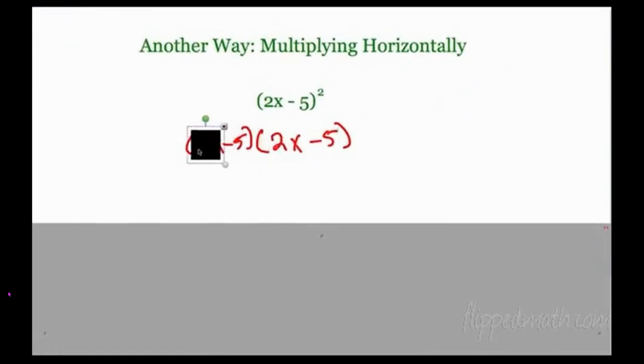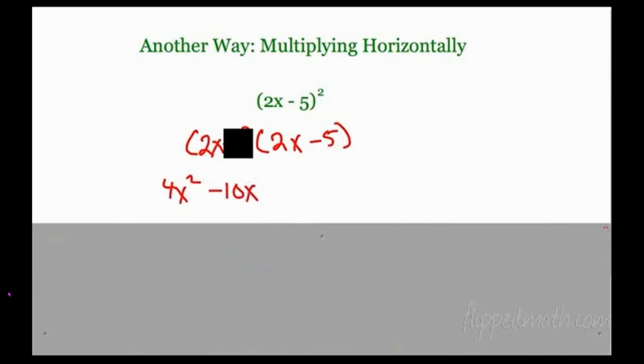If I gave you this problem, negative 5 times 2x minus 5, could you distribute that? Sure, you would distribute negative 5 to both. What if I give you this problem? 2x times 2x minus 5, could you distribute that? Sure. This is kind of like double distribution, so let's distribute this one first. I have 2x. I'm going to distribute 2x times 2x is 4x squared. Then I'm going to distribute 2x times negative 5. That's negative 10x. Great. I distributed the first one.